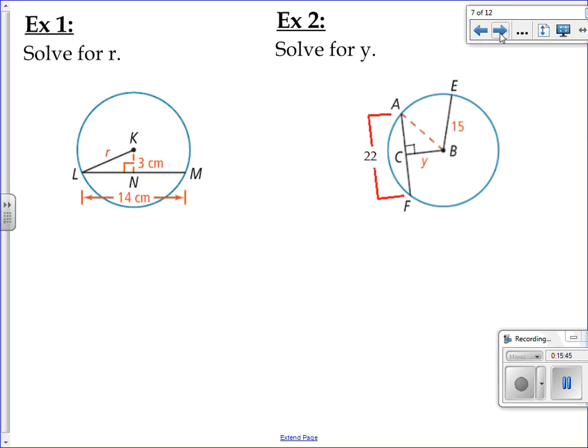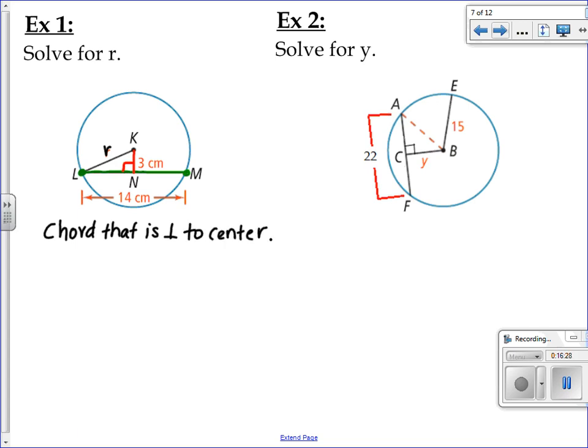So for example 1, we are trying to solve for R. So R is this segment LK. R just stands for radius. We're just trying to find the radius of the circle. So analyze what we have been given in the picture. We actually have not been given too much. We've been given a chord, LM, and you'll notice that we've also been given that it's perpendicular to the center. So I have a chord that is perpendicular to the center.